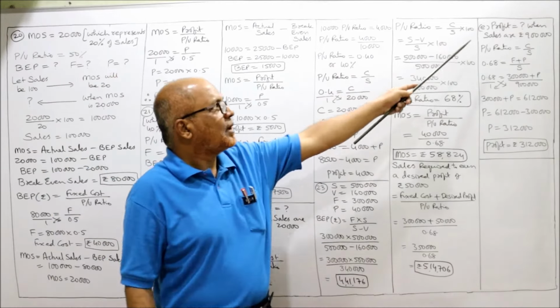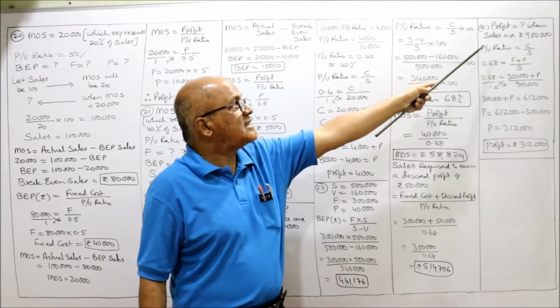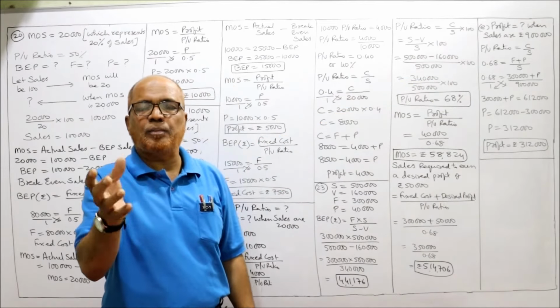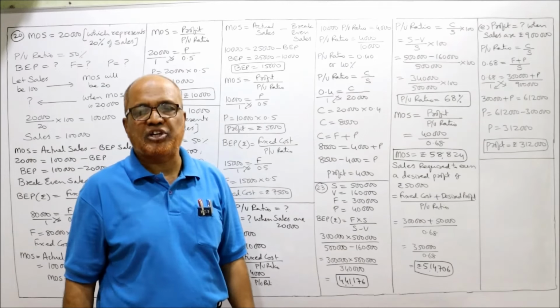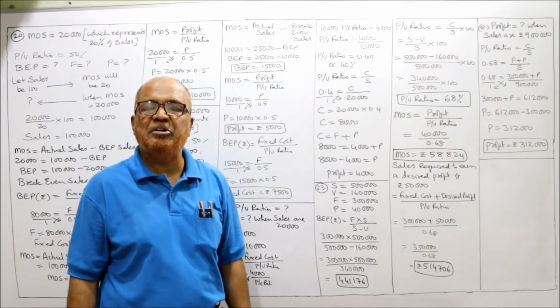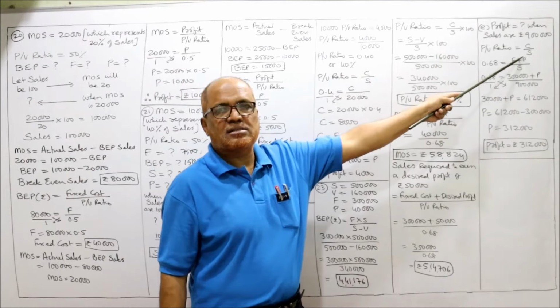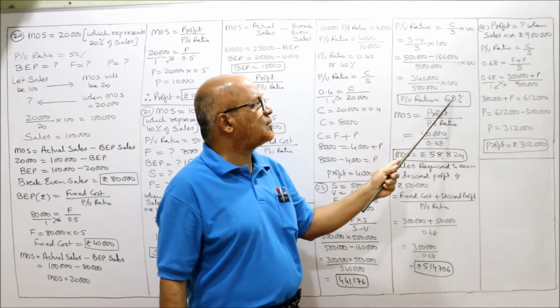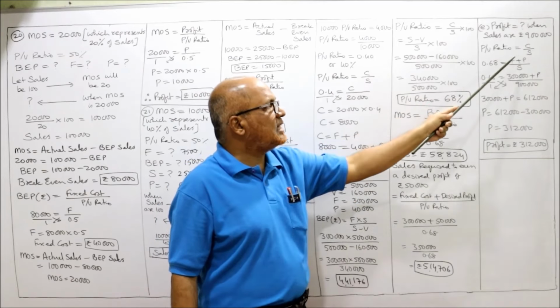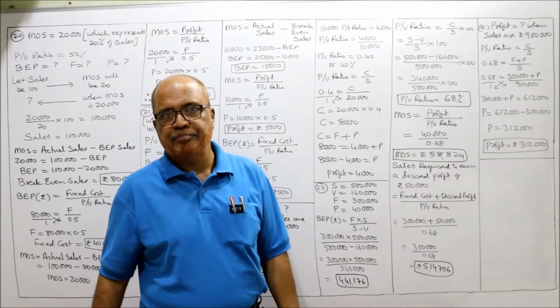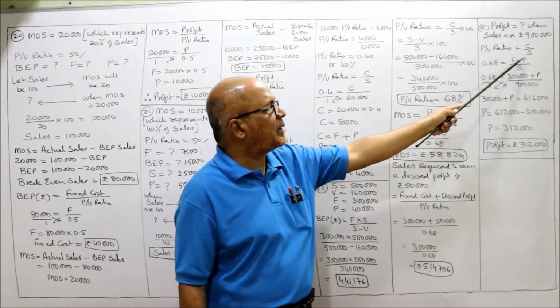Last question. Profit is equal to how much when sales are 9 lakh rupees? If sales are 9 lakh rupees, how much would be the profit? I'll make use of the formula for PV ratio to find out the profit. PV ratio formula, C by S. So PV ratio we already got, 0.68. In place of C, I am writing F plus P because I want profit. That's why I am writing F plus P by S.